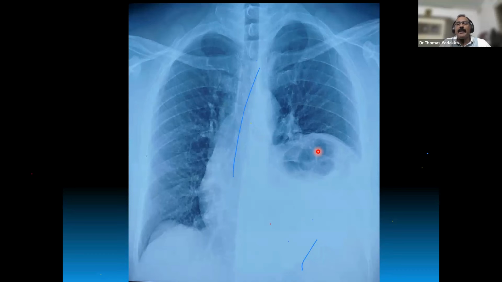If you want to document whether it's eventration or the phrenic nerve palsy, go ahead with ultrasound to assess the movement of the diaphragm, thickness of the diaphragm. If diaphragm is thick and not moving, it is phrenic palsy. If diaphragm is thin, flap-like, but minimal movement is there, it is eventration.